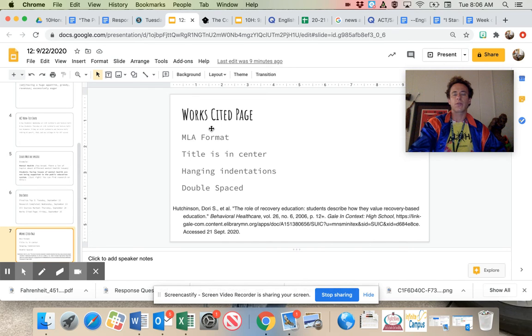But just as a quick review, your works cited should be in MLA format. That's where the title is in the center, hanging indentations like you see below here, and double spaced. Typically, it's the author's last name, first name, and any other authors involved, alphabetically arranged, the title of the article or research, the publication where the research can be found, the year it was published, and then how you accessed it. So we're using the Gale in Context High School database. So again, I put a link live in today's folder. And that's all I've got for you.